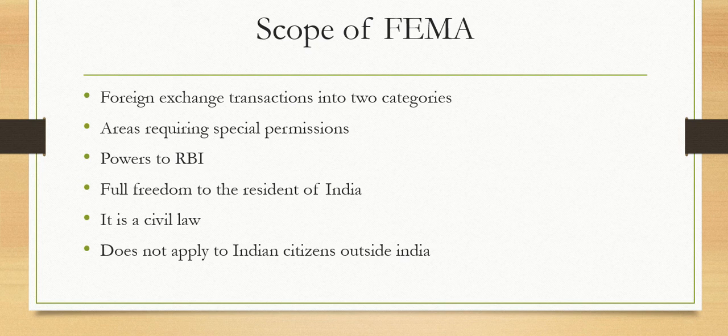The second one, areas requiring special permissions. It lays down the areas requiring special permission of the Reserve Bank or the Government of India on holding or acquisition of foreign exchange. The third one, it provides power to the Reserve Bank for specifying the categories of capital account transactions and limitations in foreign exchange that are admissible for the transactions. So FEMA provides those powers to the RBI. Fourth one, it gives full freedom to the residents of India.